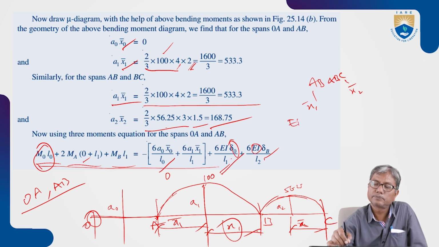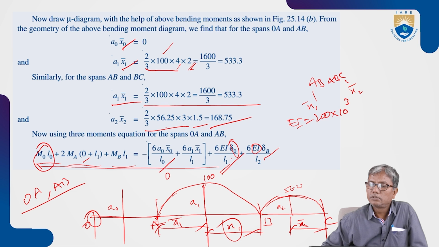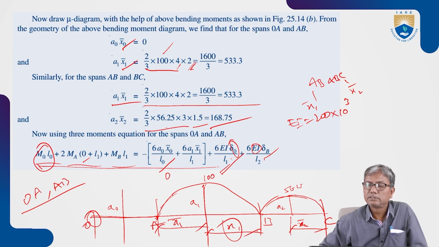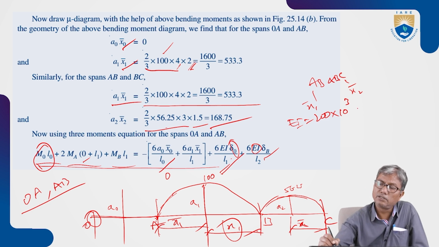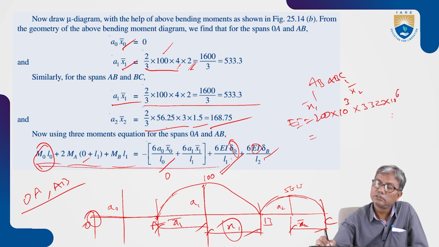What is EI value? E is 200 into 10 cube kilonewton, Newton per mm square. Okay, 200 gigapascals it is given. That is 2 lakh mega, 2 into 10 power 5 megapascals. That is Newton per mm square. And I value 332 into 10 power 6.